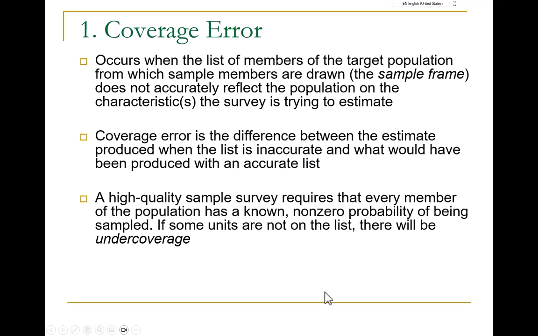An example of a sampling frame is a list of members of a professional organization that's obtained directly from the professional organization with contact information, or maybe a list of teachers with contact information that's obtained directly from the school district.